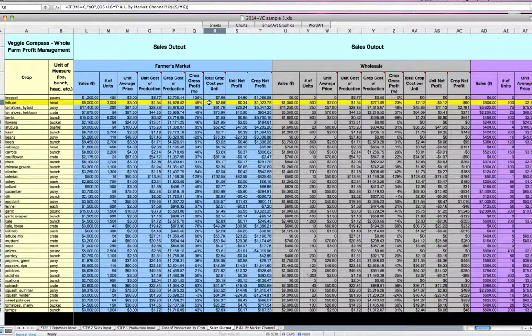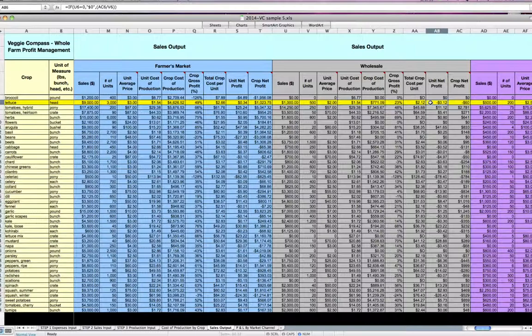$2.66. We charged $3 a head, as you can see here, and that means we are making a profit. But go to the wholesale channel and you can see that our total crop cost, when considering all the marketing channel expenses plus the production, harvest, and pack expenses, is $2.12. By charging only $2 a head, it's easy to see that we're charging less than it's costing us to grow. It sure doesn't make sense to grow lettuce for my wholesale channel.